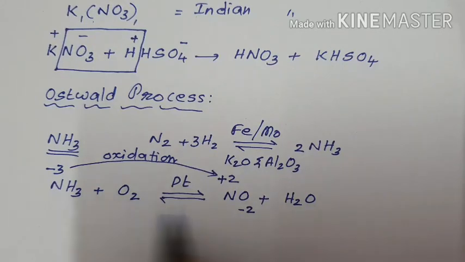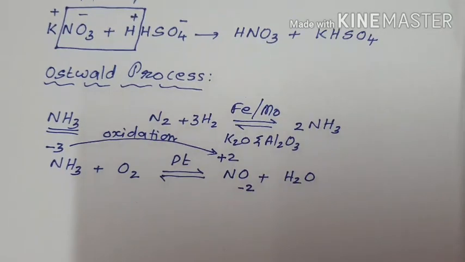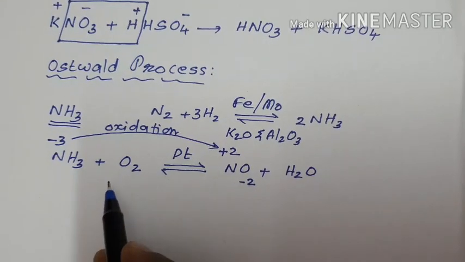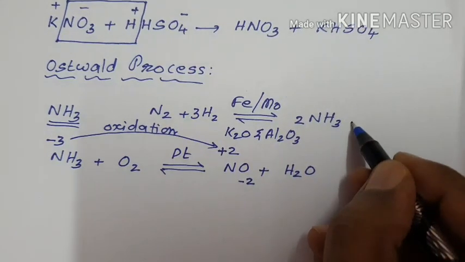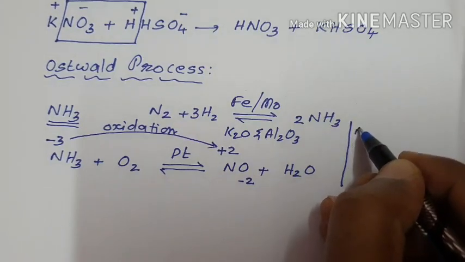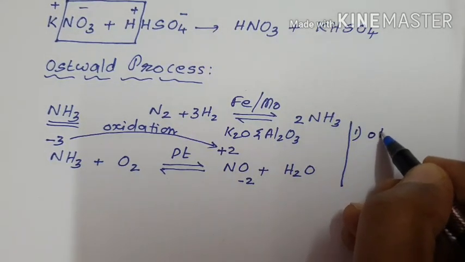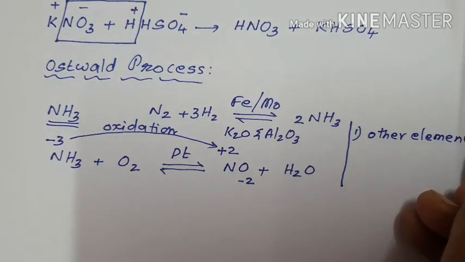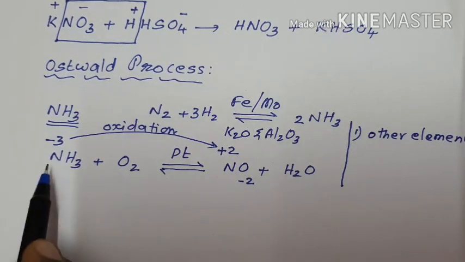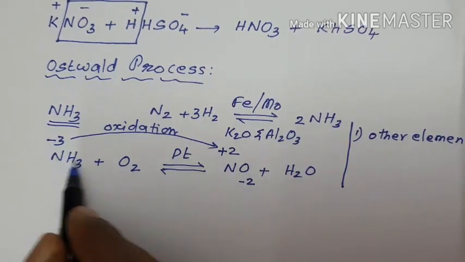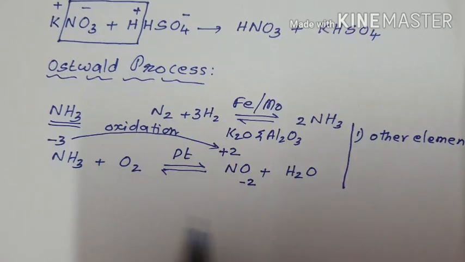Now how to balance this reaction? I already told you that if a chemical reaction contains O2 in molecular state, we can balance the equation by the fractional method. In the fractional method, the first step is to balance the other elements except oxygen. What are the other elements present in this equation? Apart from oxygen, we have nitrogen and hydrogen. So first balance nitrogen and hydrogen.